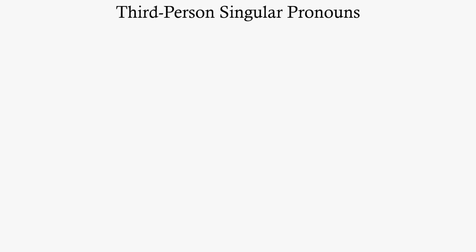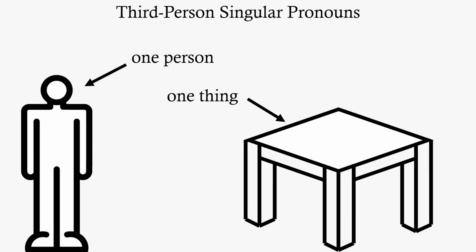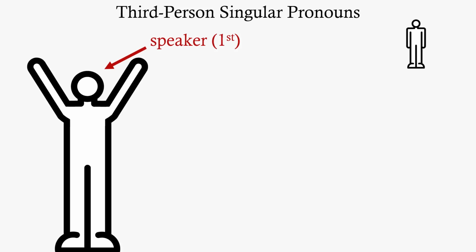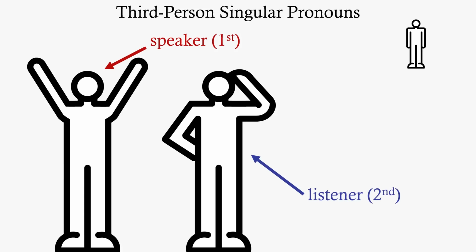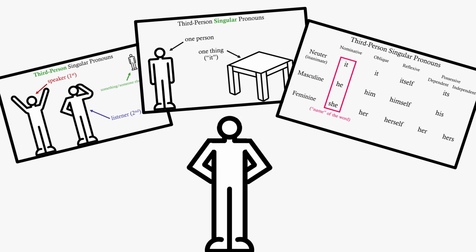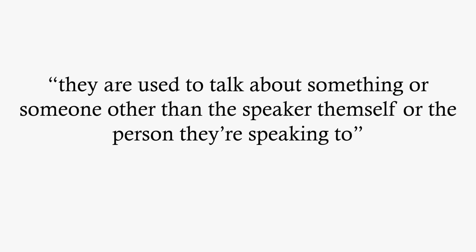They are used to refer to some single person or some single thing with it, thus singular, and they are used to talk about something or someone other than the speaker themselves or the person they're speaking to, hence third person. And that's all very nice and simple and easy, and we could basically end the video here, if it wasn't for that last sentence I just said.